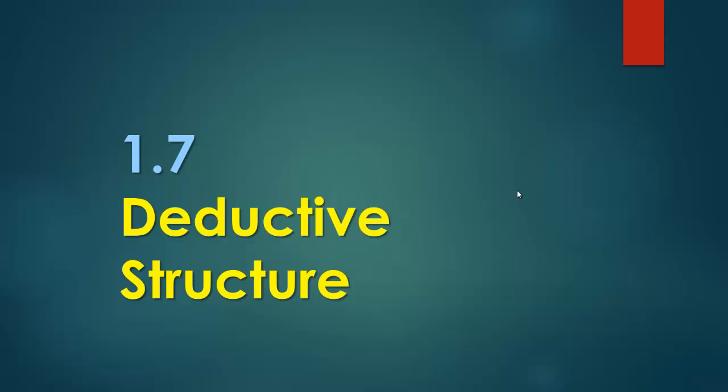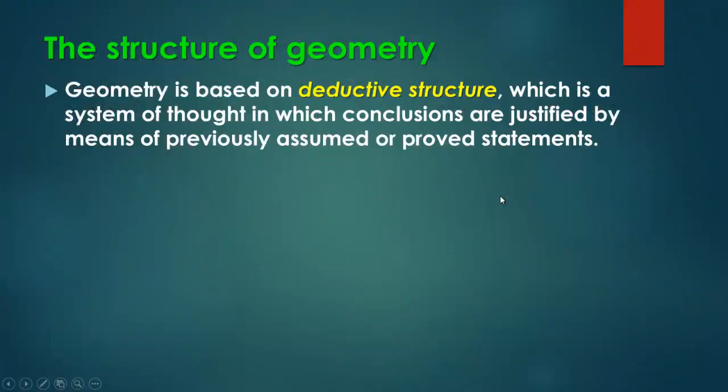Alright, so this is Deductive Structure, 1.7 in your books. So let's dive right into it. The structure of geometry is based on deductive structure. It's a system of thought in which conclusions are justified by means of previously assumed or proved statements.